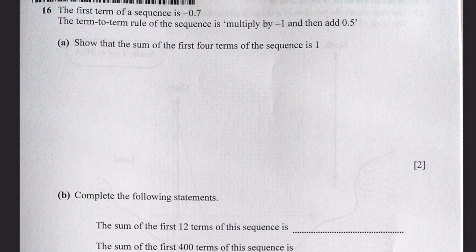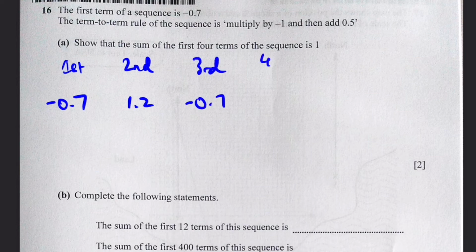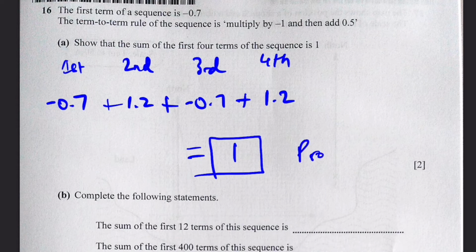The first term of a sequence is minus 0.7. The term-to-term rule is multiply by minus 1 and then add 0.5. A. Show the sum of the first 4 terms of the sequence is 1. The first term is minus 0.7. Next, the second term, we multiply by minus 1 and add 0.5. That's 1.2. And then the third term, we multiply by minus 1, add 0.5 to get minus 0.7 once again. And the fourth term, we get 1.2 again. And then if we add all of these, we get 1. And this is proven. As is given in the question, we have to prove that the sum of the first 4 terms is 1.